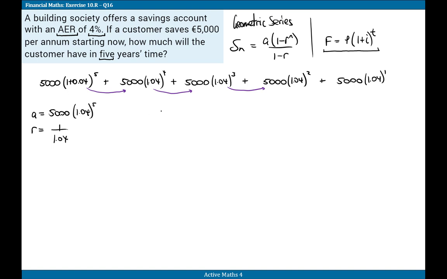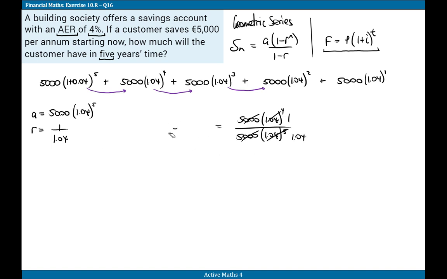Now, if you're ever not sure, if you want to find R in a geometric series, we take the second term and we divide it by the first term. So if we took the second term, which is 5,000 on 1.04 to the power of 4, divided by the first term, which is 5,000 on 1.04 to the power of 5. Well, if we divide above and below by 5,000 by 1.04 to the power of 4, we would be left with 1 over 1.04, which is what we have here as our R term.